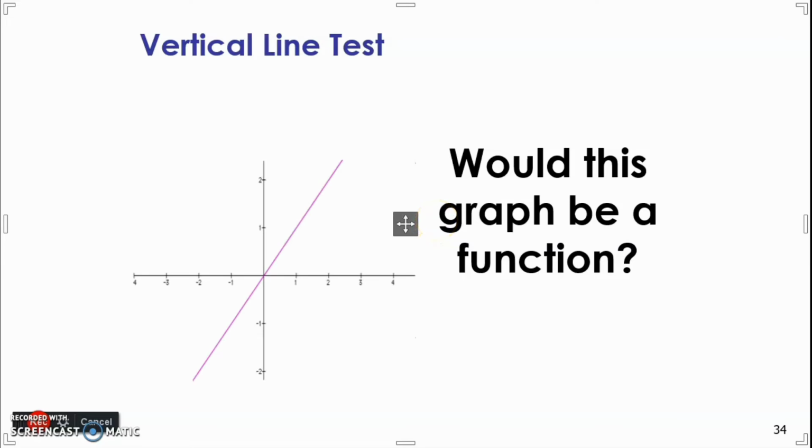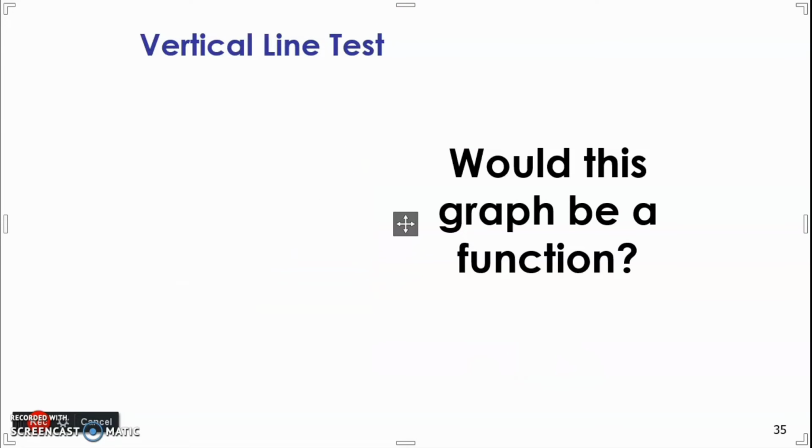So, mag-test tayo. Ito yung graph ng relations natin. Would this graph be a function? We will try. Ang pencil, ipapatakbo natin papuntang right. Okay, nag-intersect siya 1 point. Intersect pa rin siya 1 point. So, ibig sabihin, ito ay function. Kasi, ang intersection ay 1 point lang.